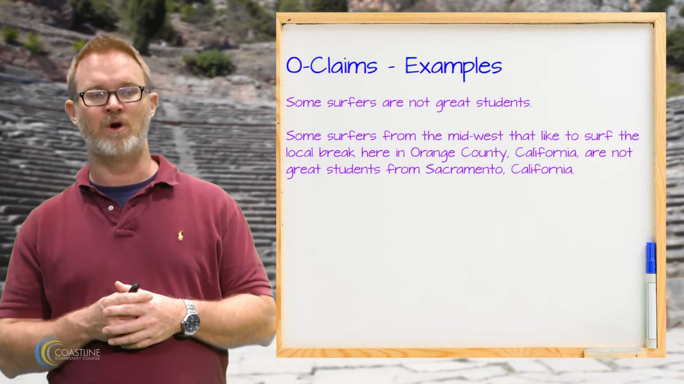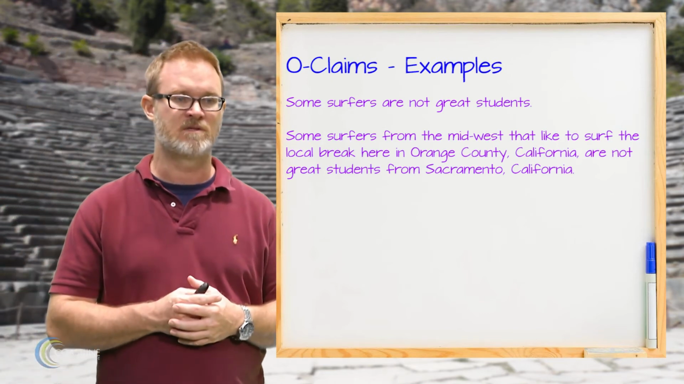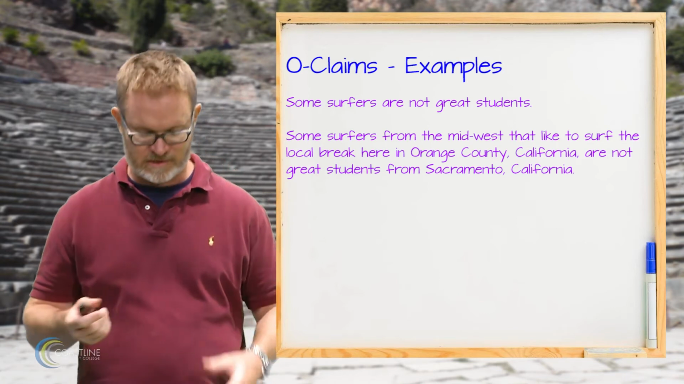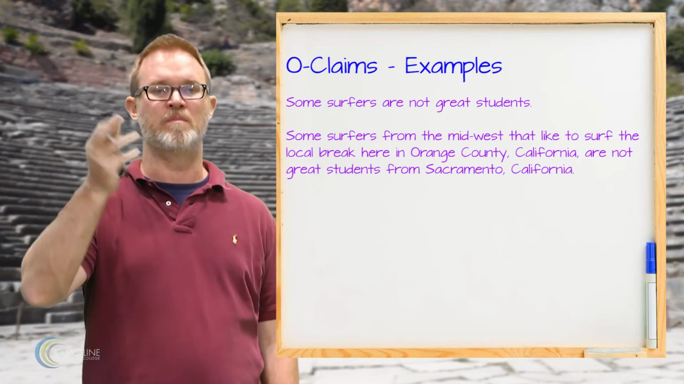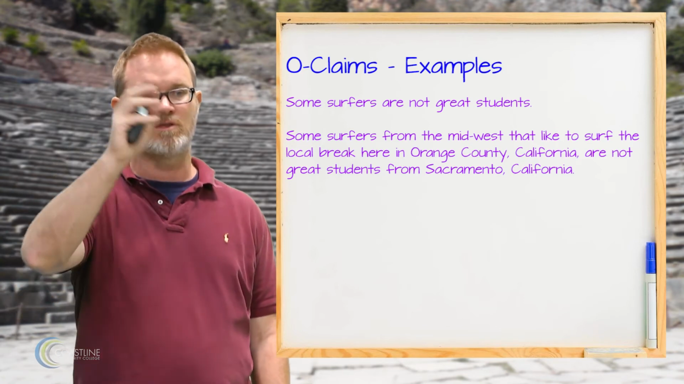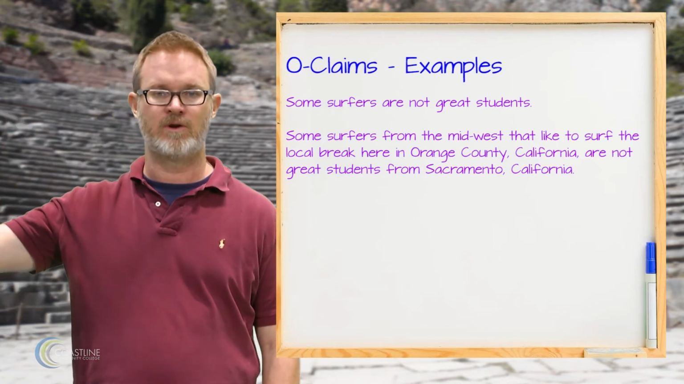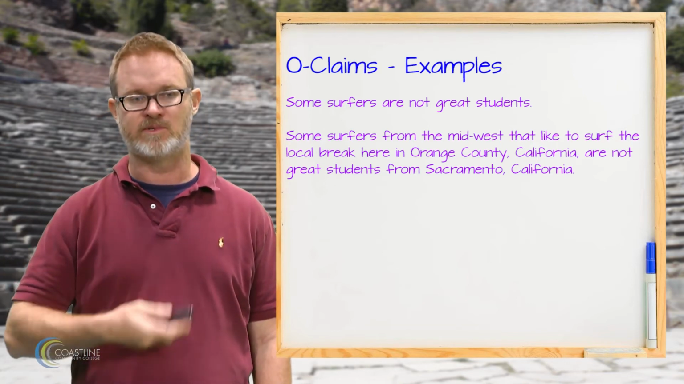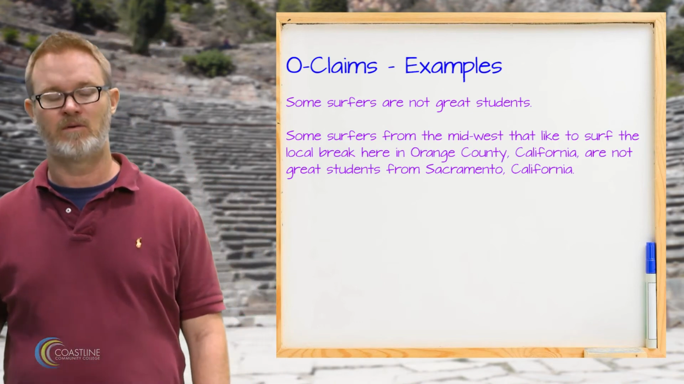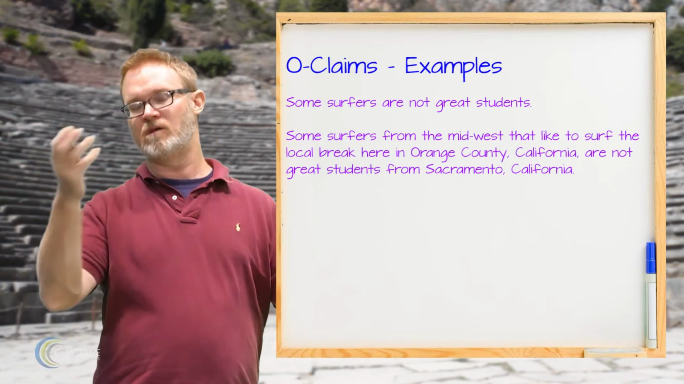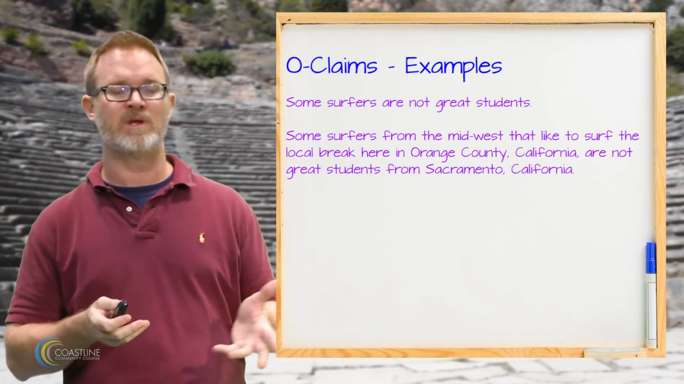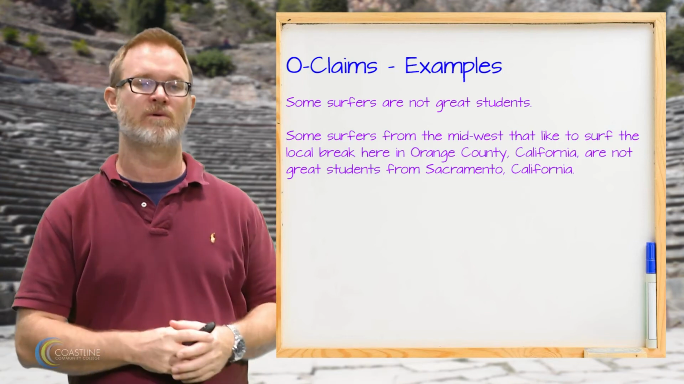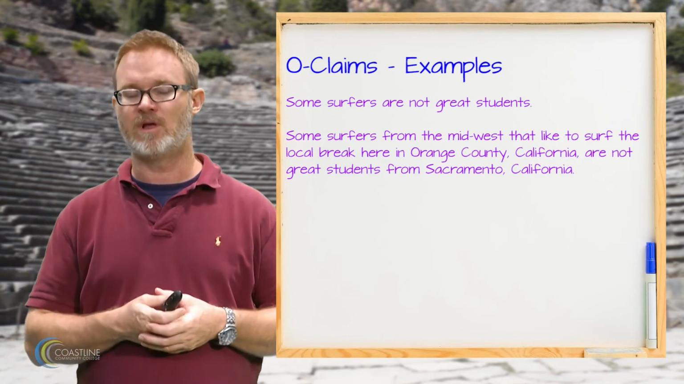For our last example, the O claim, we had some surfers are not great students, right? So you might have instead something like some surfers from the Midwest that like to surf the local break here in Orange County, California, are not great students from Sacramento, California, right? So I'm just plugging in kind of ridiculous sounding terms. But the point is that the O claim has this general form, some blanks are not blank, and we can, again, put terms in like we'd like.